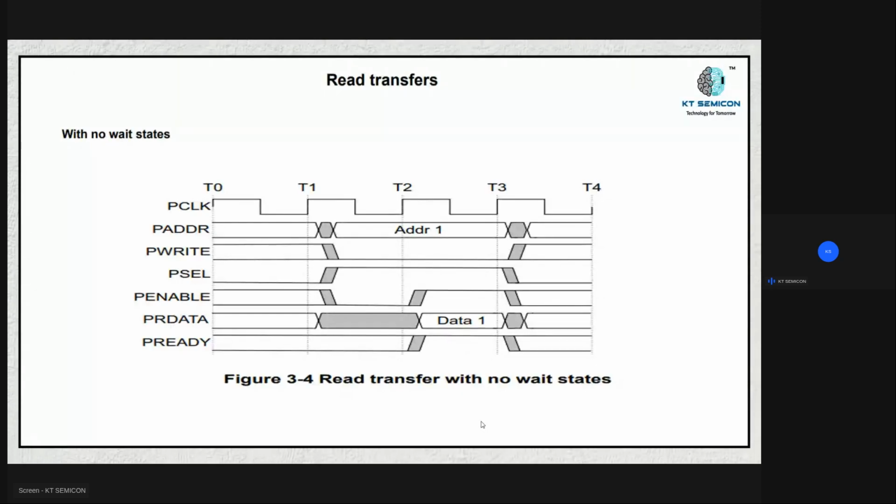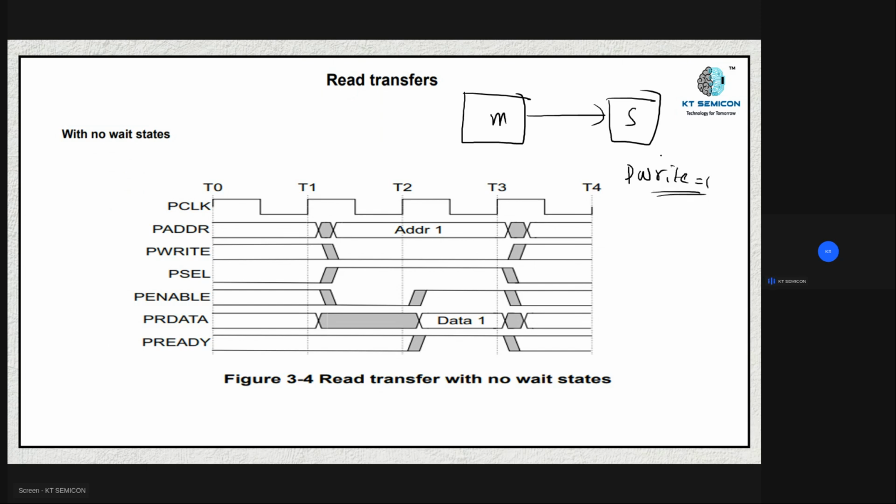In this particular session, we are going to discuss read transfers in the APB protocol. Now, in our previous videos, we have seen what a write transfer is and how to perform a write transfer. In a write transfer, we have a master and a slave, and our master was sending the data to the slave, and our PWRITE signal was equal to 1 in that particular case of write operation.